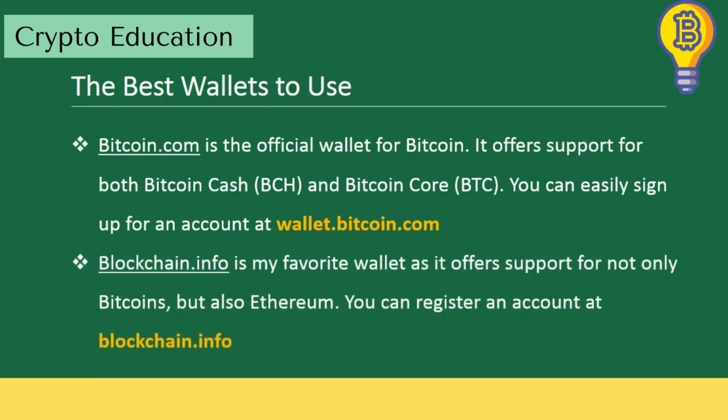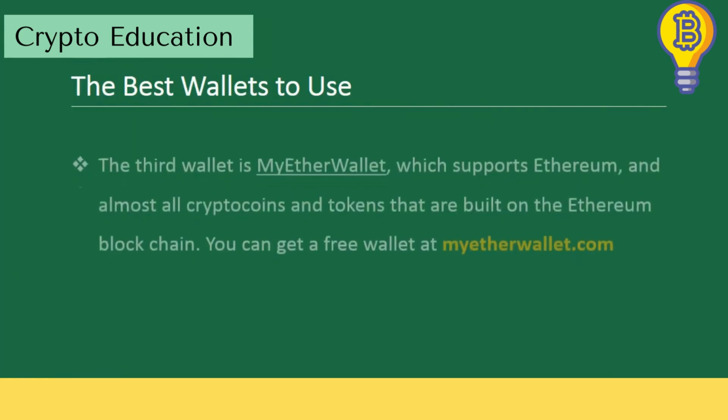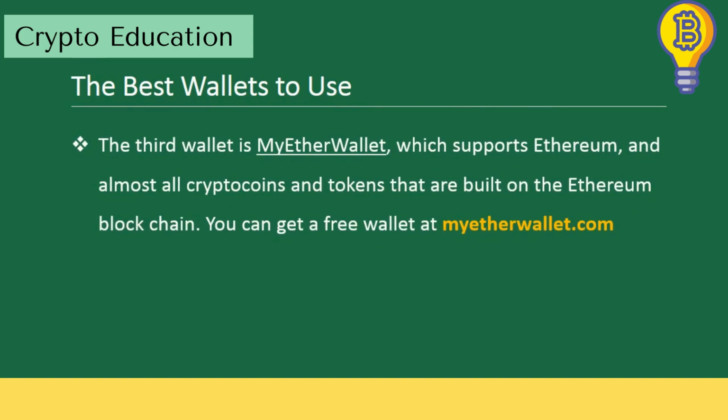Blockchain.info is my favorite wallet, as it offers support for not only Bitcoins, but also Ethereum. More and more cryptocurrencies will be added in the future. You can register an account at blockchain.info. And the third wallet is My Ether Wallet, which supports Ethereum and almost all crypto coins and tokens that are built on the Ethereum blockchain. You can get a free wallet at myetherwallet.com.